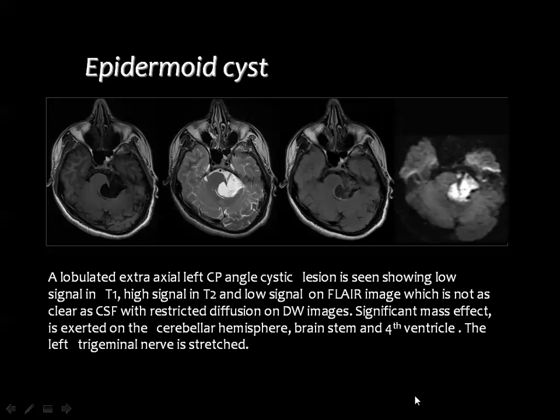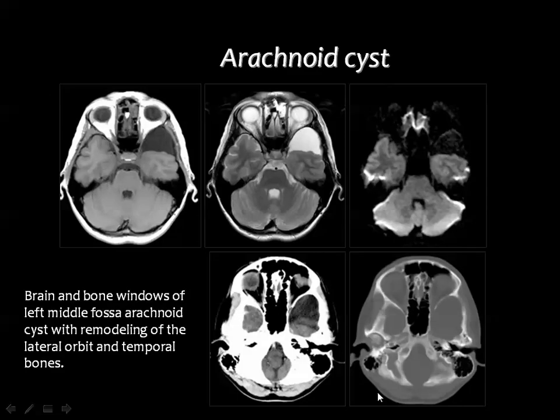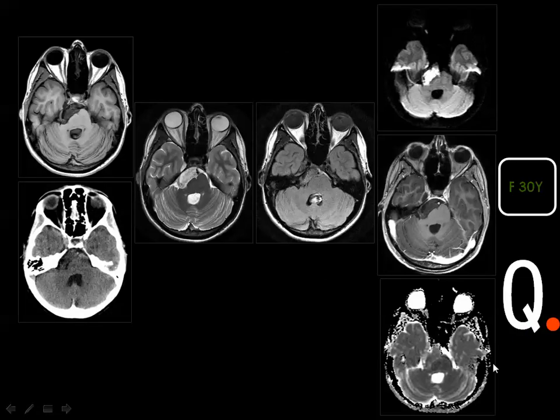And this is another example of epidermoid cyst at the left cerebellopontine angle, low signal in the T1, high signal in the T2, intermediate signal in the FLAIR, and the bright signal in DWI denoting restricted diffusion. On the opposite, the arachnoid cyst will appear of low signal in the T1, high signal in the T2, and low signal in the FLAIR images. In the diffusion weighted images, you got black signal denoting free diffusion.